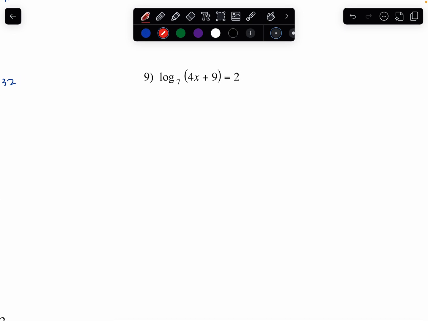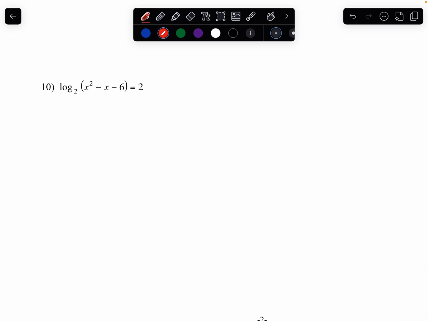Likewise, in this one right here, I have a log base 7 here. This is the only logarithm on this side, so in order to get rid of it, I'm going to give both sides of the equation a base of 7, meaning I'm exponentiating both sides, and that's going to get rid of our logarithm. I'll get 4x plus 9 equal to 7 squared. Remember that that's 7 squared. That's going to be equal to 49. Then I'll subtract 9. I'll get 4x is equal to 40, and I'll divide by 4 and get x is equal to 10.